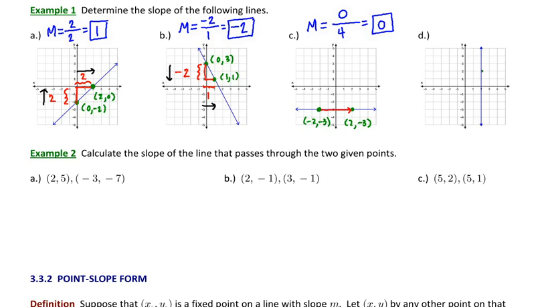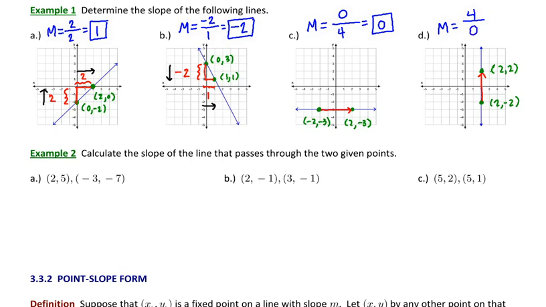We can choose any 2 points on this vertical line. I'm going to use the points (2, 2) and (2, -2). And we want to calculate rise divided by run. So in this case, we do have rise. The difference between those y values is 4, but we don't have any horizontal change between those 2 points. So our horizontal run is 0.